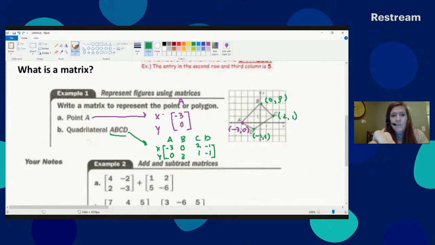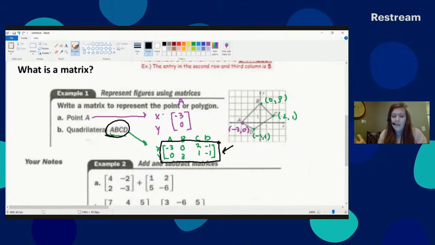So this is a way that we can write the coordinates for quadrilateral ABCD in a matrix. We don't have to write the outside part. This is really what we're looking for. We're looking for a matrix where the first row represents the x coordinates, the second row represents the y coordinates, and the columns represent a point in our quadrilateral.